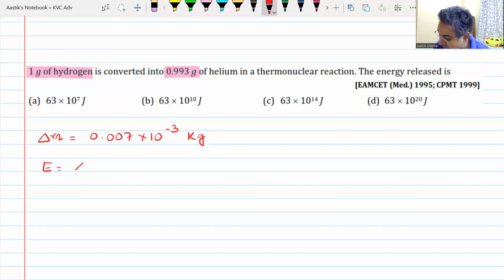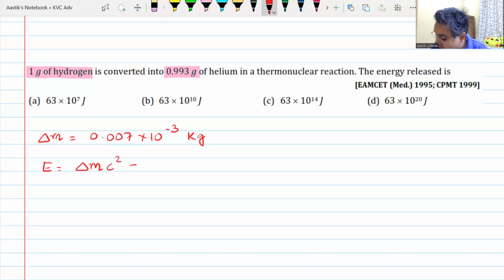How much energy will I get? This mass which has been converted. In the first question that we did before that, it was given directly how much mass was converted into energy. In this question, it is not given directly, it is given indirectly. We had 1 gram of hydrogen and we have 0.993 gram of helium. How much mass has been converted? 0.007 grams of mass has been converted.